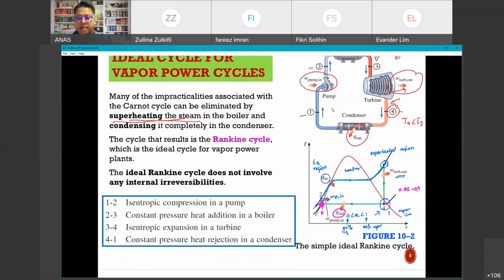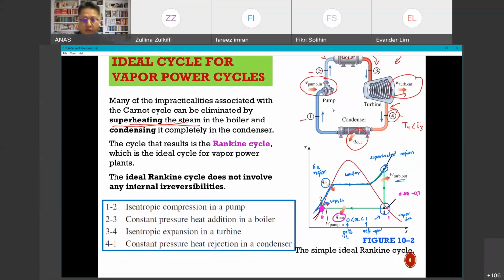As for the processes, it's highlighted over here. From 1 to 2, isentropic compression in a pump. And then we have constant pressure heat addition in the boiler, which we can see from this line over here. Next is isentropic expansion in the turbine. And finally, constant pressure heat rejection, constant pressure because it follows the line over here. So those are the processes for the ideal Rankine cycle.